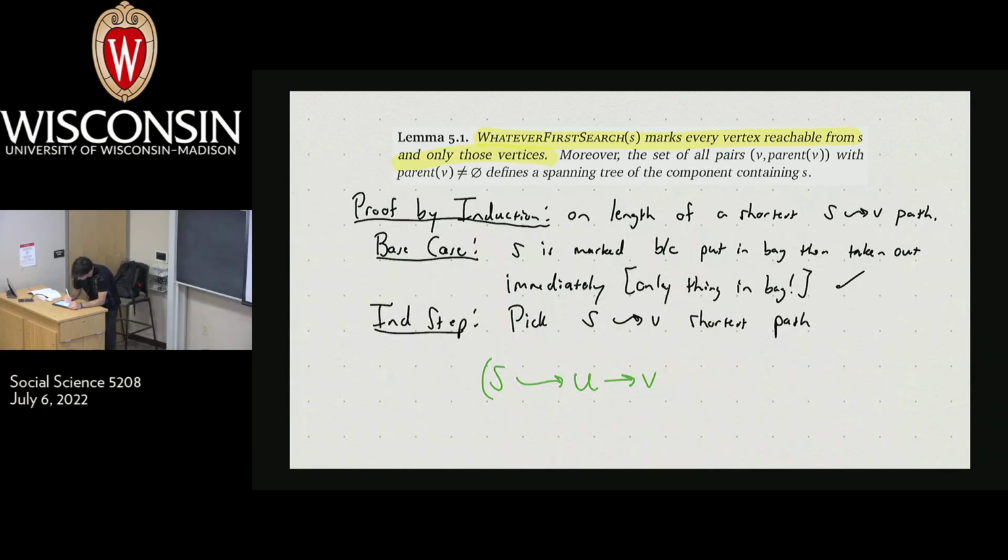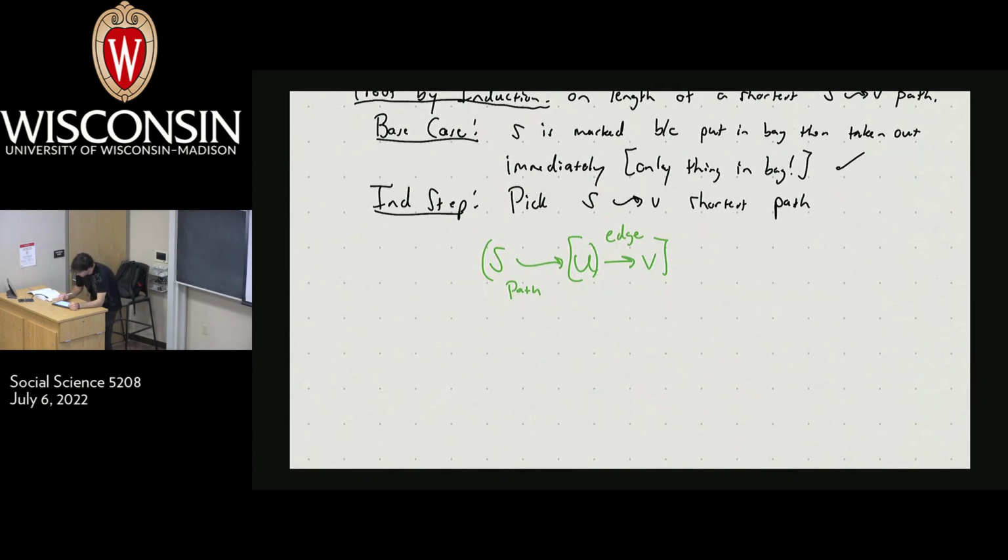Okay, so we have some S to U path, and then a U to V edge, right? That's what makes up an S to V path, in the case where S is not equal to V. So if S is equal to V, well, that's taken care of in the base case. We always mark S. Okay, well, what do we know? Well, this S to U path right here, it's got to have shorter length than the S to V path.